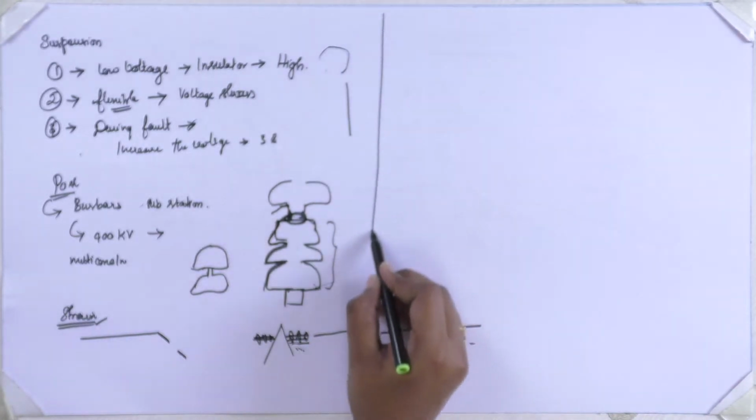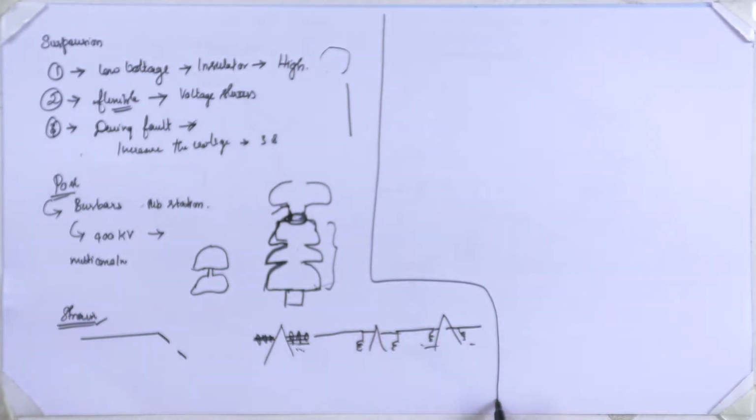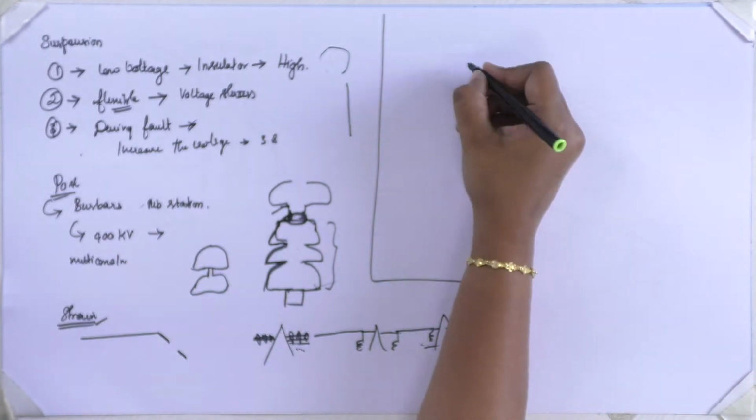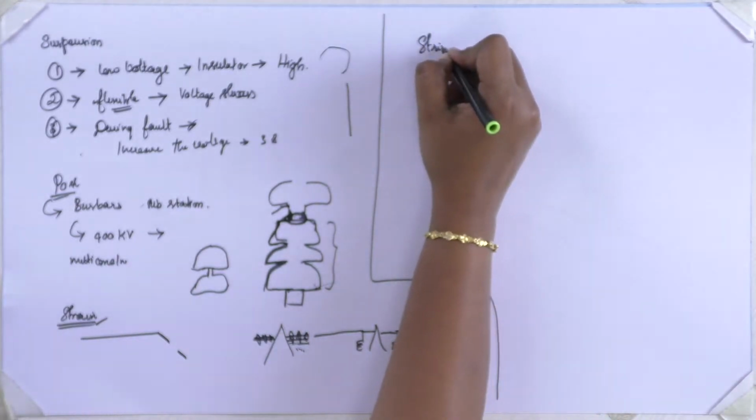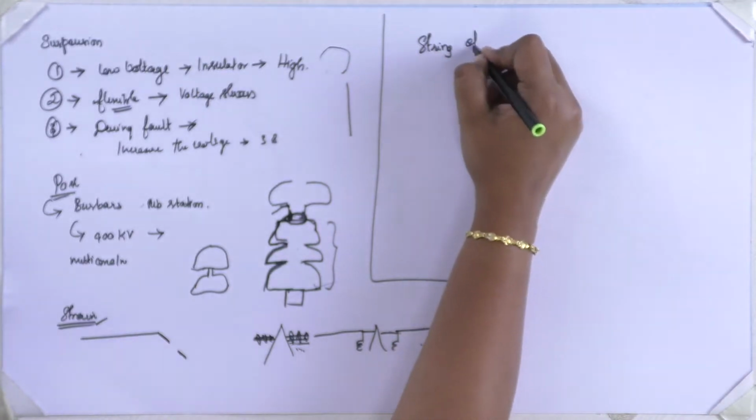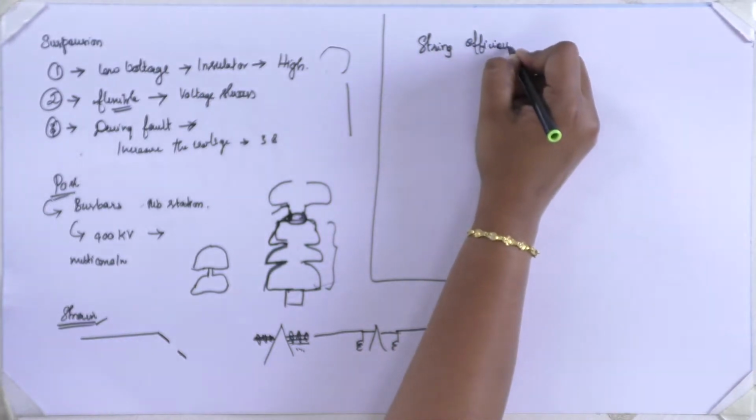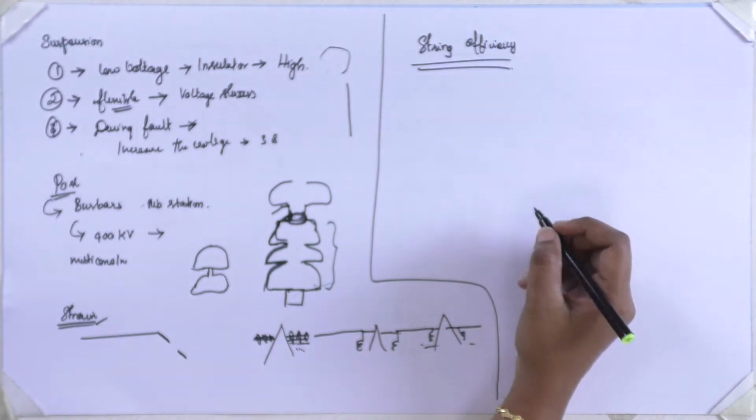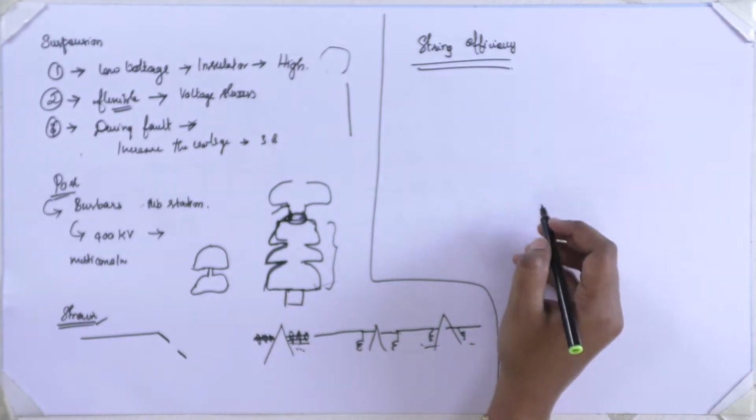So far we have discussed the four types of insulator: pin, post, strain and suspension. Now we are going to look at what string efficiency is. String efficiency is an important term in the calculation part.